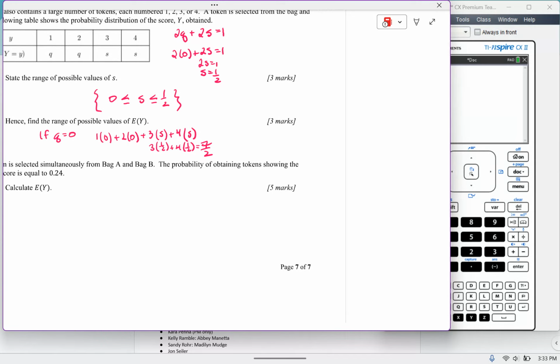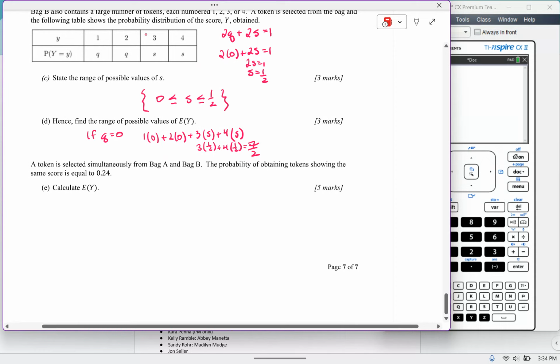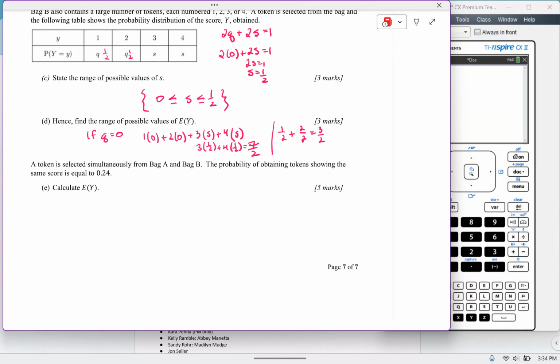What about the lowest it could be? 0. Do the same thing. Well, let's think about it, right? We're going to do the same thing. If this guy's 0, what does Q have to be then? Remember, it's two S's plus 2 Q's equals 1. So these have to be 1/2. So now what would it be? It would be 1/2 plus... it would be 3/2. Yeah, 1.5. All right, so those are the range of the expected value.